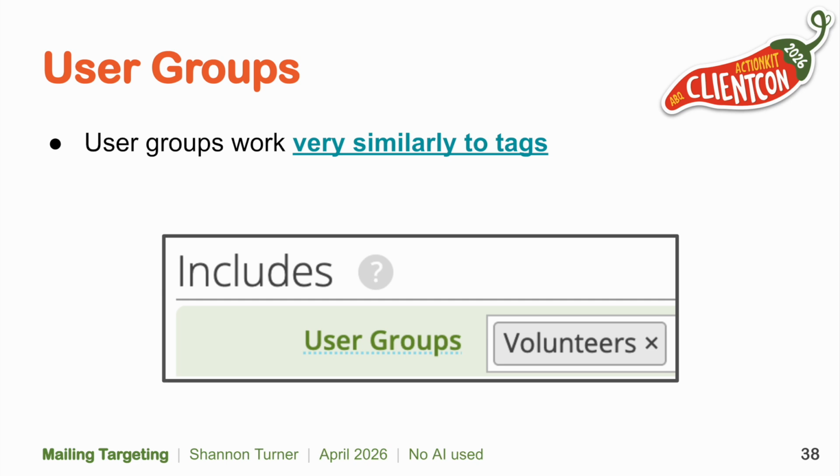Many newer ActionKit clients use user groups exclusively instead of tags. Others use both tags and user groups simultaneously. There's no right or wrong answer. They're both very useful tools to have in your toolbox, and this link will go to a video for more about both tags and user groups.